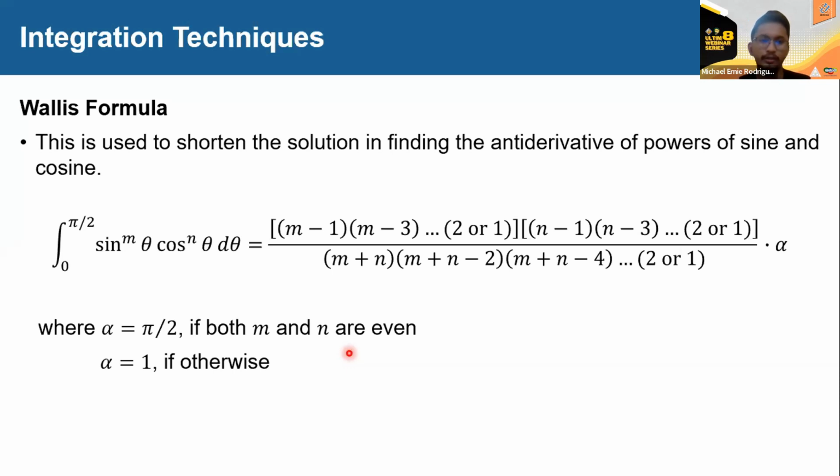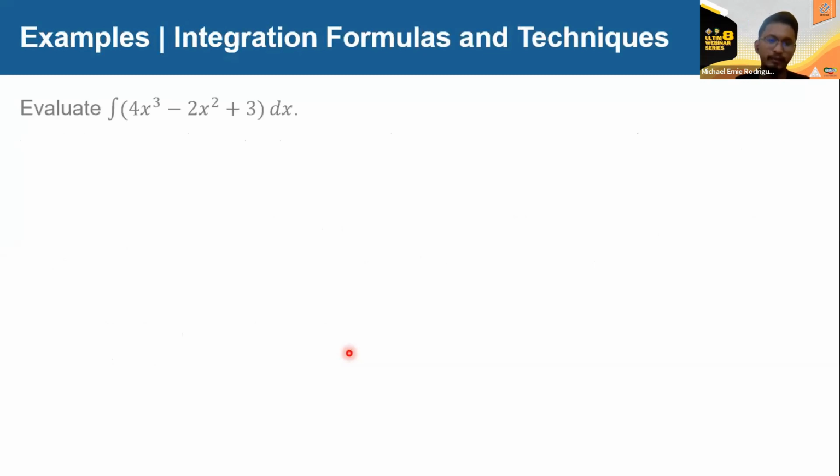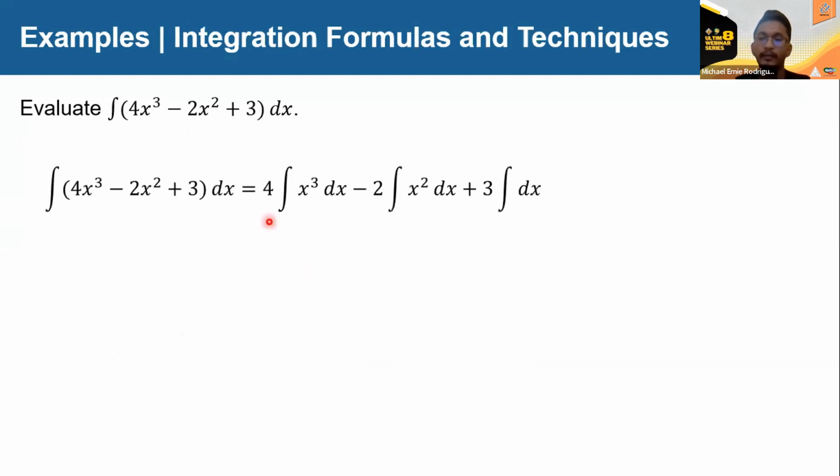Okay? So, first example, okay, evaluate the integral of 4x cubed minus 2x squared plus 3 dx. Okay? So first, okay, we will be applying yung ating properties ng indefinite integral. Okay? Since we have 3 terms dito sa loob ng integral, okay, we can split it, okay, into 3 terms. So we have, okay, integral of 4x cubed dx minus integral of 2x squared dx plus the integral of 3 dx. Okay? And then, nilabas ko na yung constant natin.